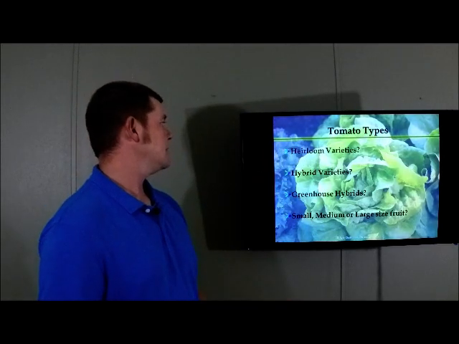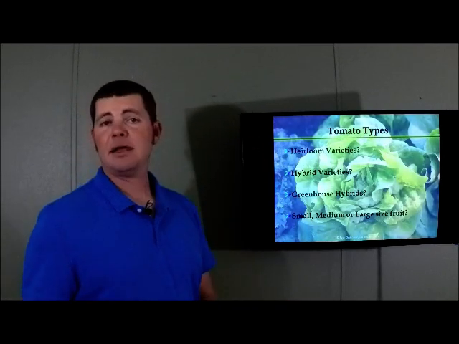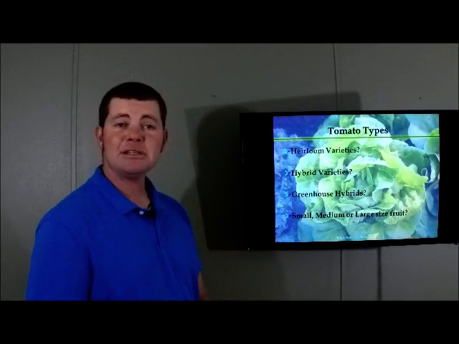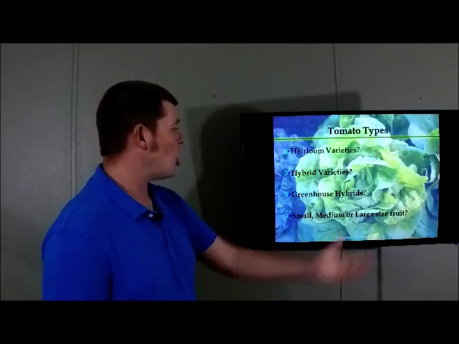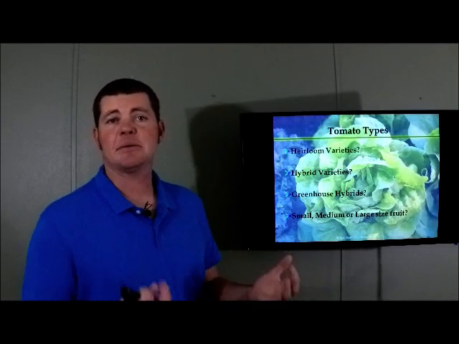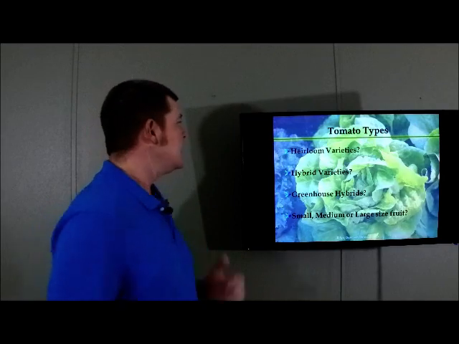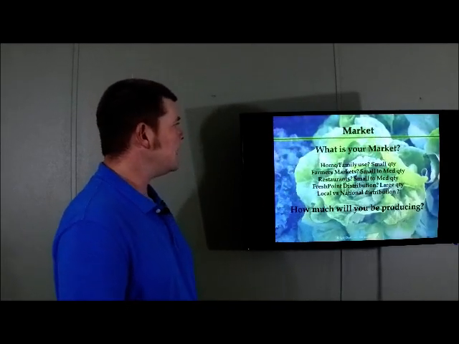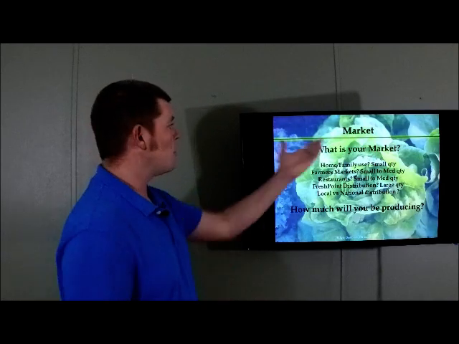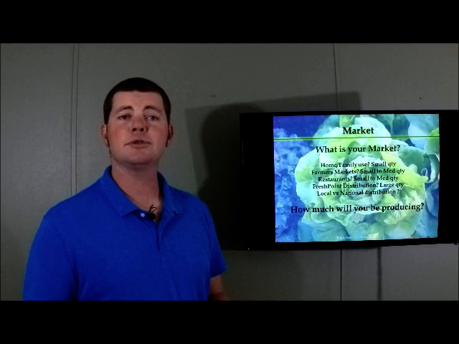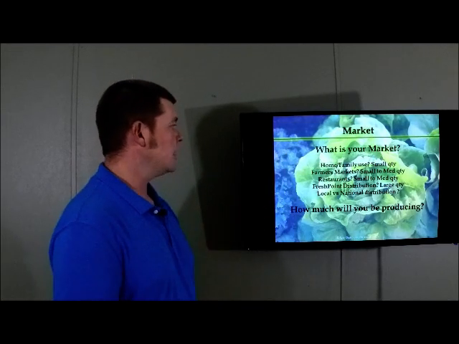Tomato types. So we have heirloom varieties, we have hybrid varieties, we have greenhouse hybrids, we have small, medium, large size fruit, extremely large size fruit. You can get tomatoes over 5 pounds. So there's a lot of choices here. But it all comes down to your market. Okay, unless you're growing this for personal home use, it all comes down to your market.